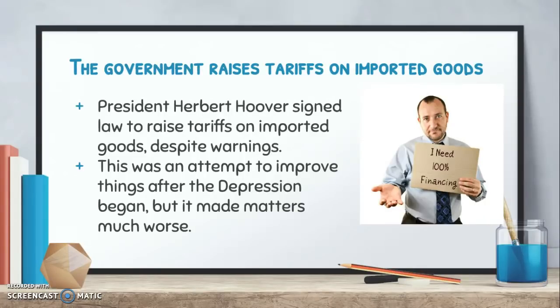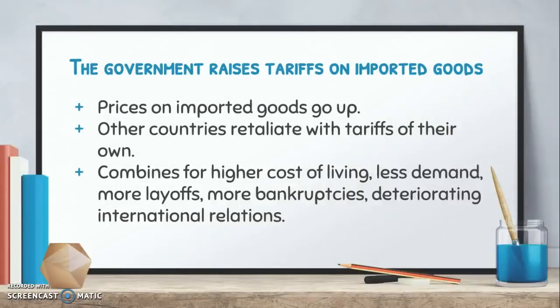which was an act to help farmers at the time. It was an attempt to improve things after the Depression began, but it really made matters much worse. Let's take a look at how it could possibly make matters worse in the case of this first Great Depression. So the government raises tariffs on imported goods. That means prices on imported goods are going to go up.